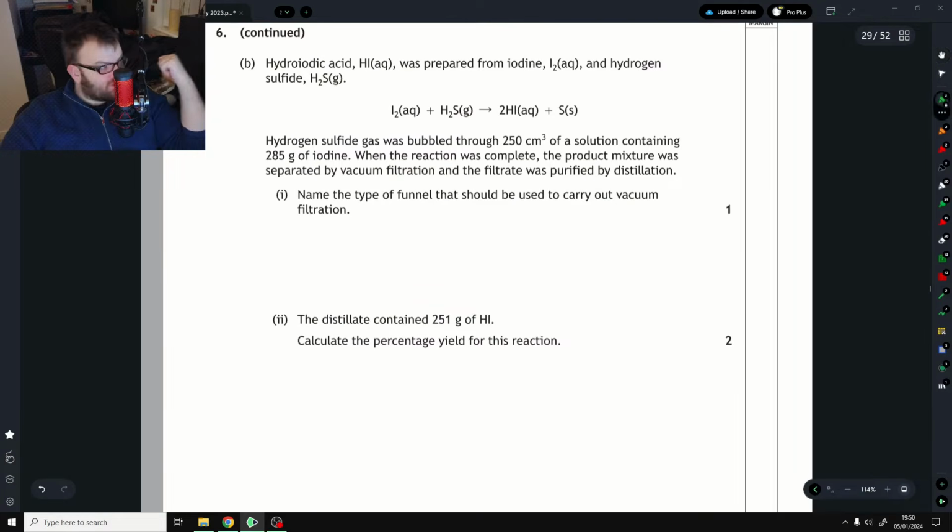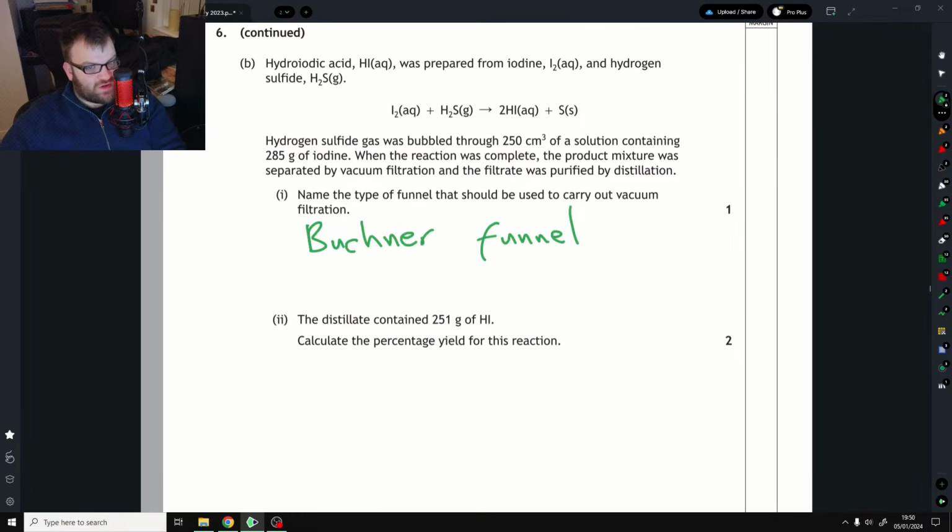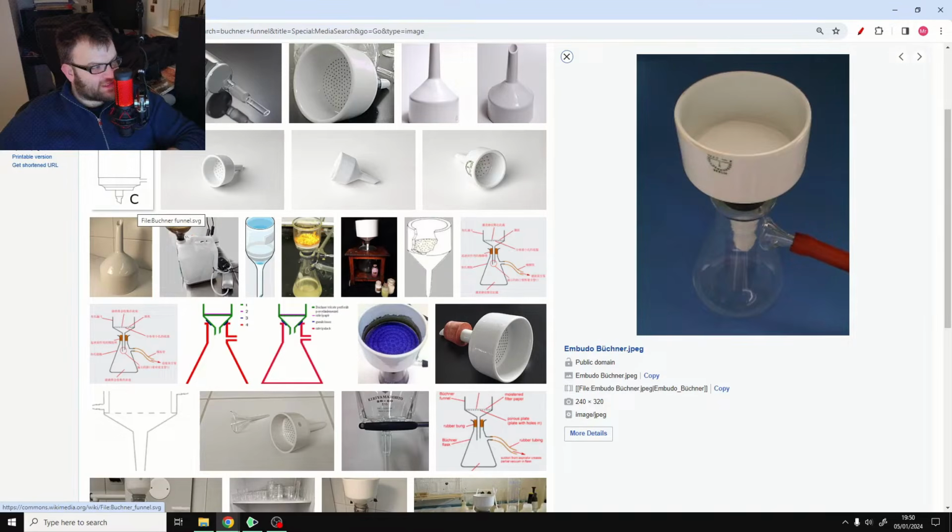And the next question, we're asked about the type of funnel that we should use to carry out vacuum filtration. We're looking for a Buchner funnel. Buchner funnels look something like this. It allows you to apply a vacuum to help quickly filter it.